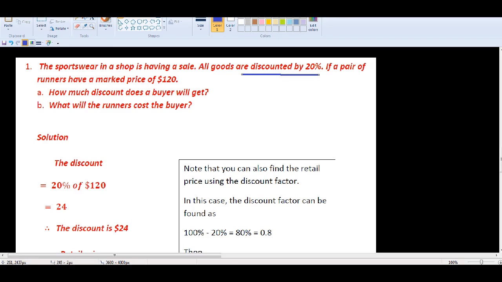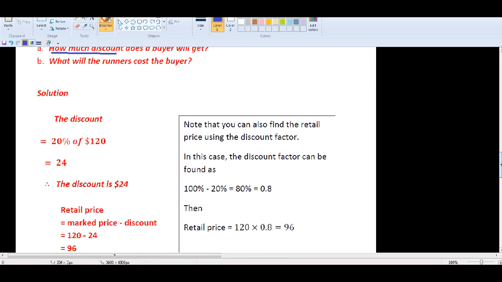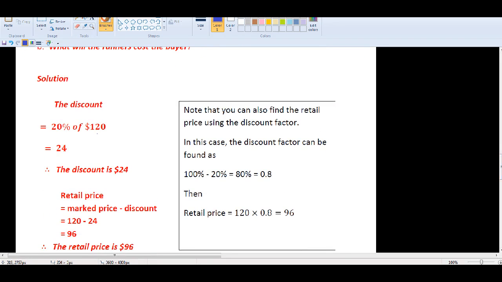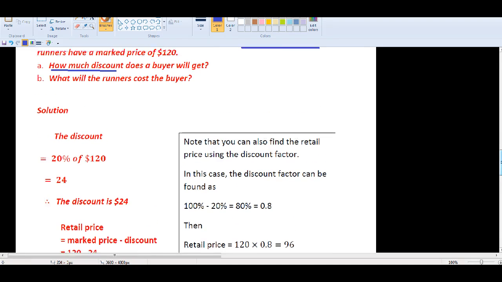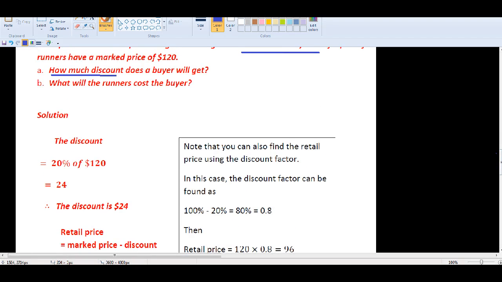If a pair of runners has a marked price of $120, how much is the discount? You need to answer that question in terms of money. So it's 20% of 120, because 120 is the marked price, right? So you get 24, so the discount is $24. Remember, this discount is just like a percentage decrease.